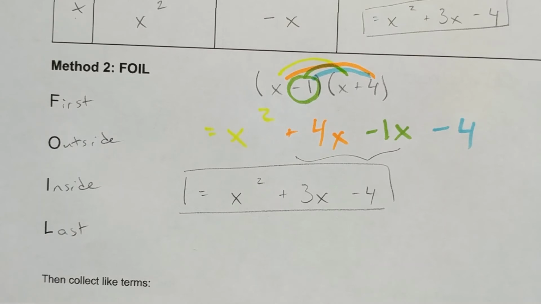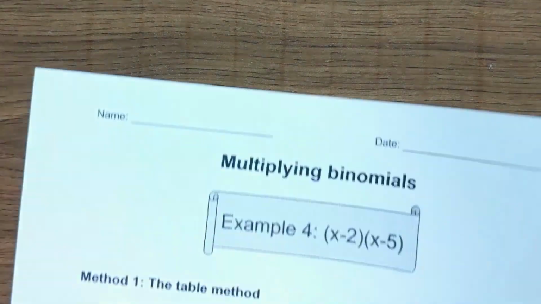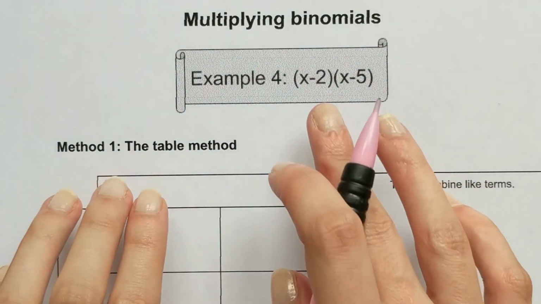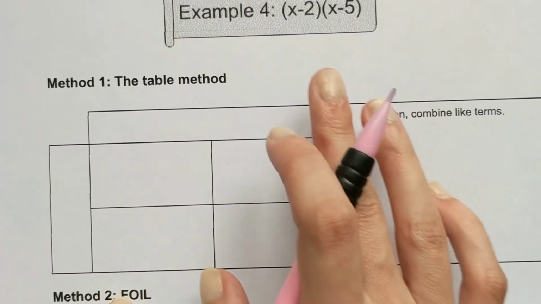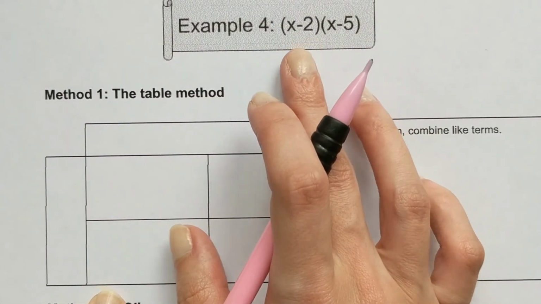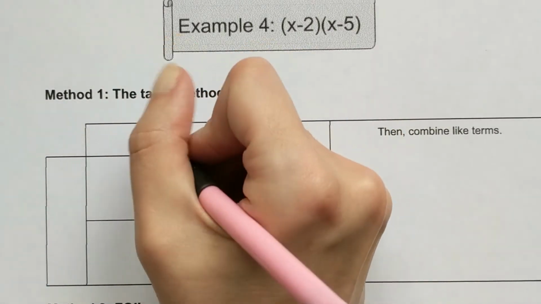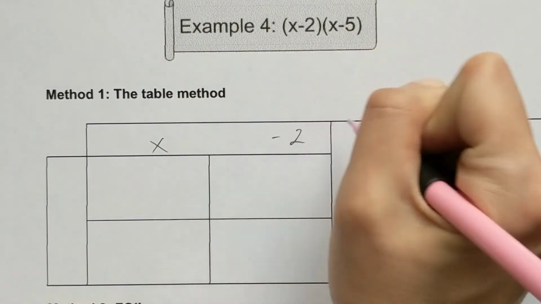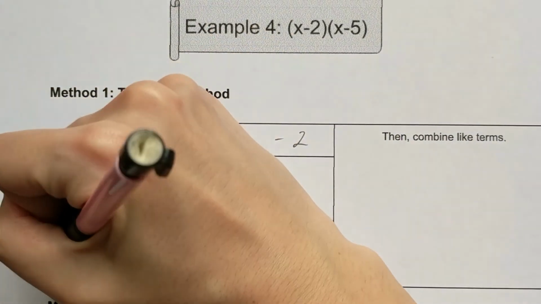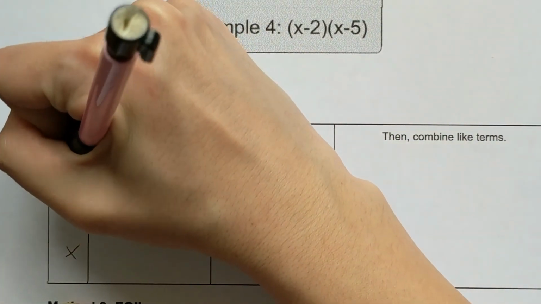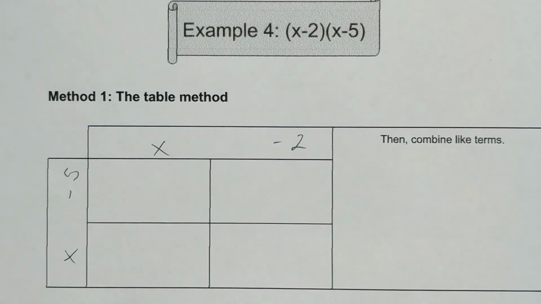Okay, and we'll do one more example just to finish it off. This time we have two negative expressions in our binomials here. So in my table method, I'm going to write my first binomial across the top, and I'm keeping the negative sign with the number. And I'm writing my second binomial to the left.